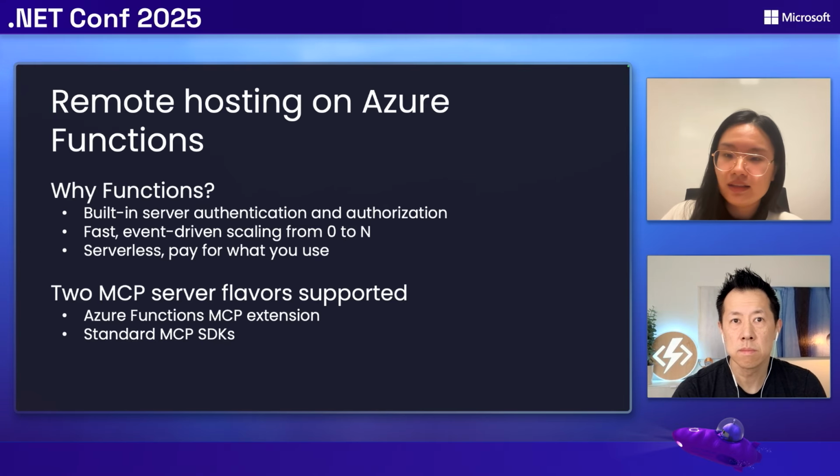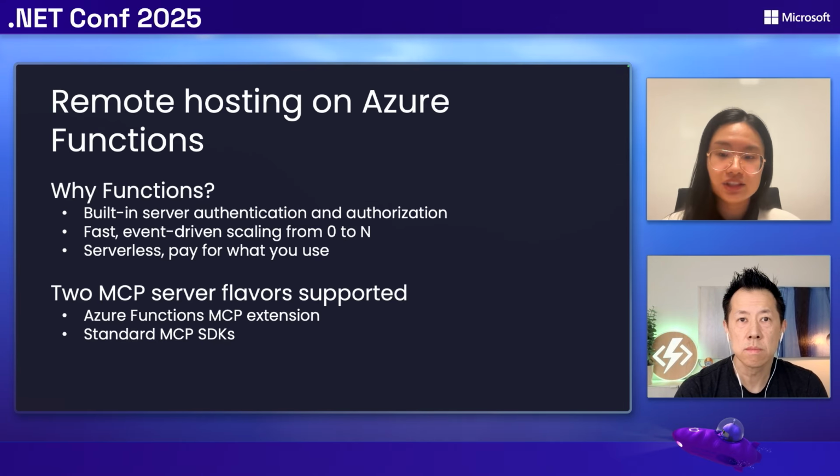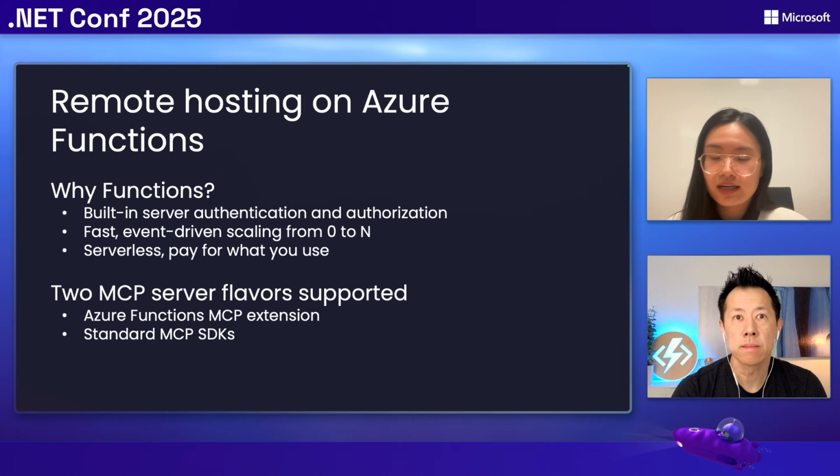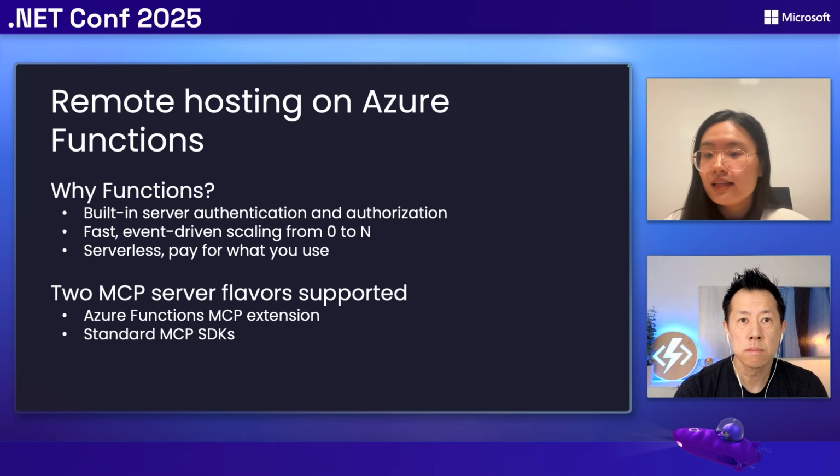The first is built-in server authentication and authorization. Functions has integrated with a feature that implements the requirements of the MCP authorization spec, so you don't have to do that. Just enable the feature on the function app and you get the server auth out of the box. The other thing is functions scales very fast from 0 to n, especially with the Flex Consumption plan. So it can handle any bursty traffic that your server may have and also scale back down to 0 when needed. And best of all, you just pay for what you use.